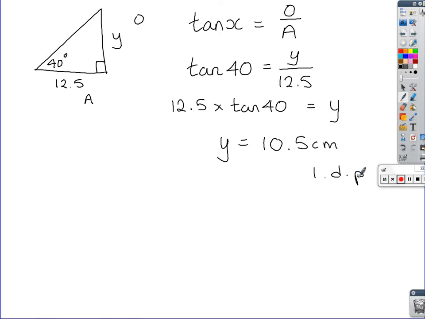Right, we will do a second question. This time we will look at when we have a missing angle. We're still using the three trig functions, so the sine, the cos and the tan. So you might want to use your SOHCAHTOA to work out which of those three formulas you will use. So example 2.